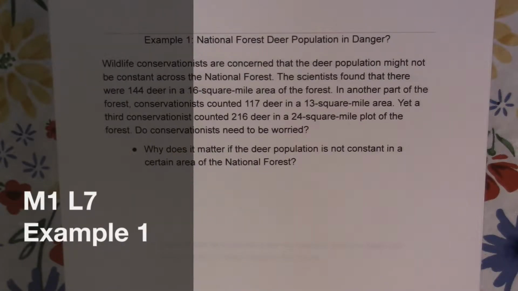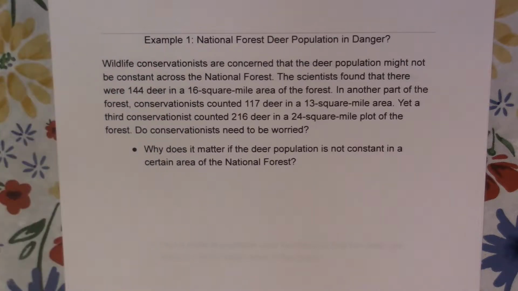Example 1, National Forest deer population in danger. Wildlife conservationists are concerned that the deer population might not be constant across the national forest. The scientists found that there were 144 deer in a 16 square mile area of the forest. In another part of the forest, conservationists counted 117 deer in a 13 square mile area. Yet a third conservationist counted 216 deer in a 24 square mile plot of the forest.